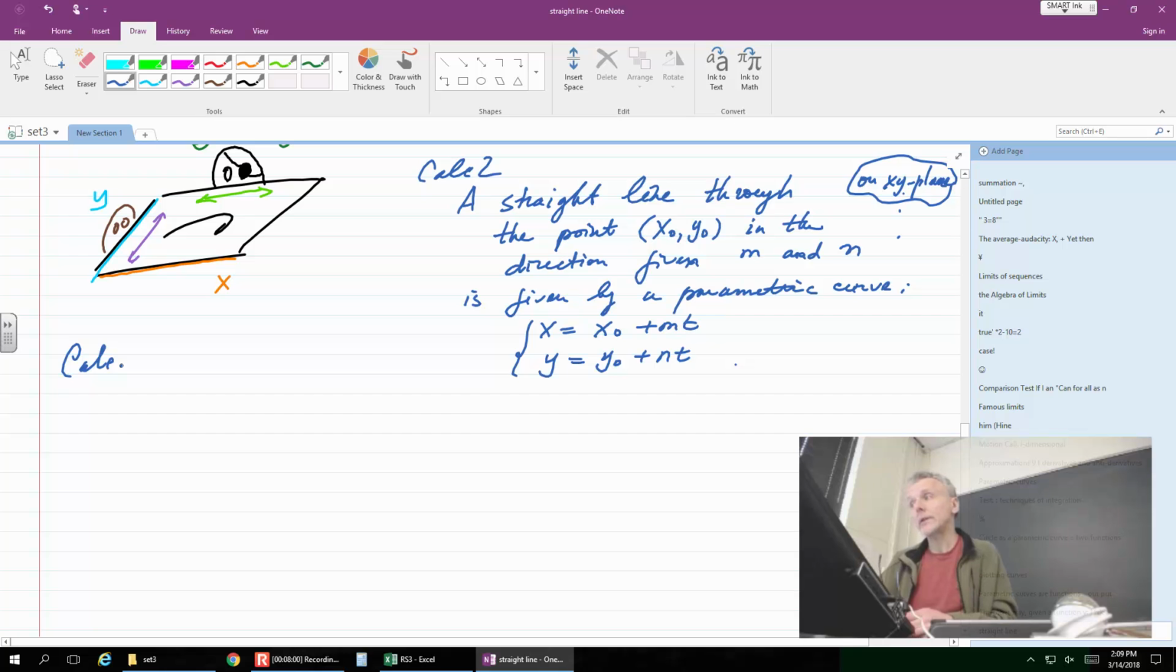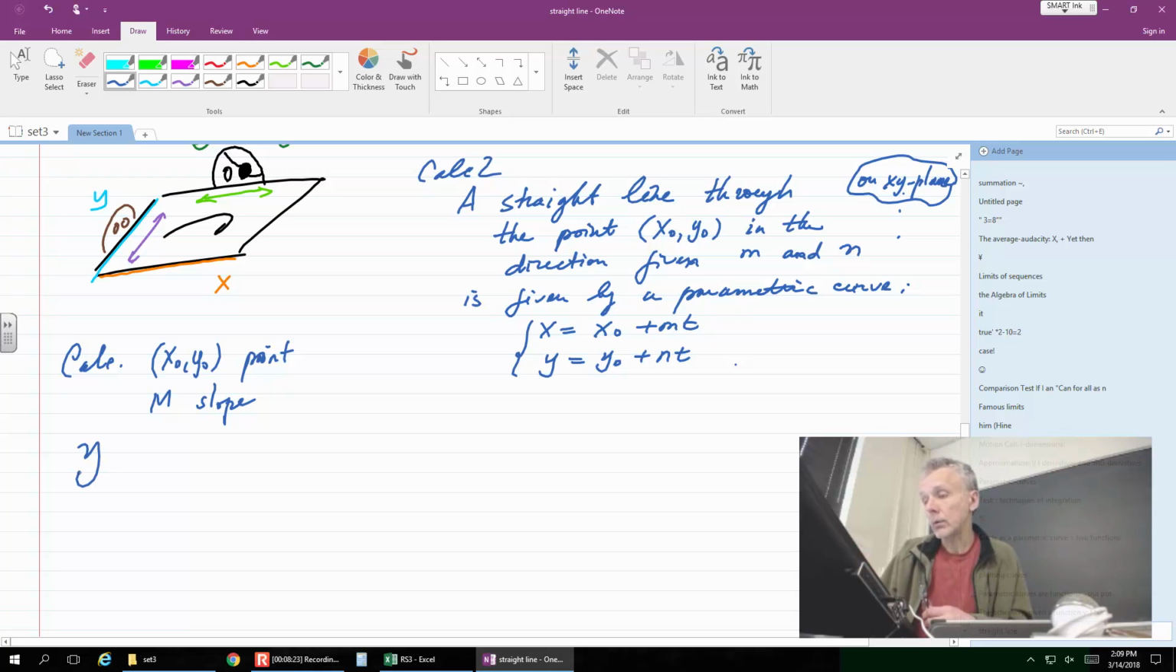Straight line through a point x naught, y naught once again, but instead of two numbers, we had one. Let's call it capital M. It was the slope. So we had a point on the xy plane and the slope M, and my point slope form was y equals y naught plus M times (x minus x naught). That was my equation in calculus 1 for a straight line.